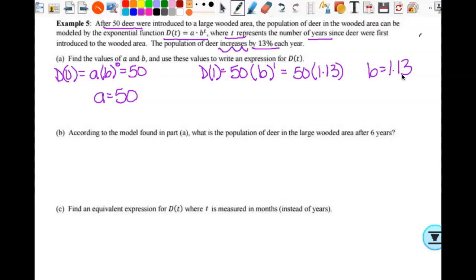So now let's pay attention to this. This says this increases by 13%. What if it said it decreases by 13%? What would this number be?